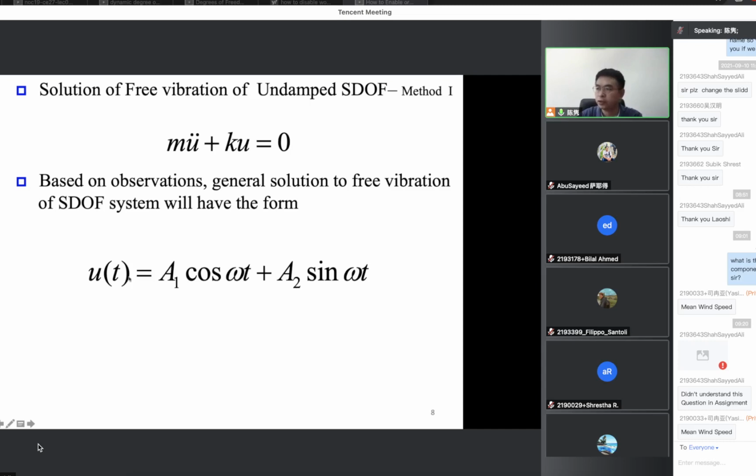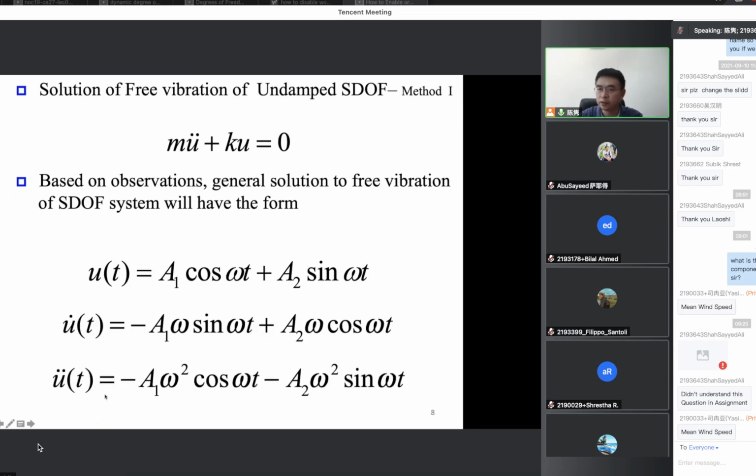So to do that, before that we know because we need initial velocity, so we have initial velocity here. We have an expression for velocity here, and we have the expression for the acceleration here. So to determine these two unknown coefficients, A1, A2, we can introduce the initial conditions.